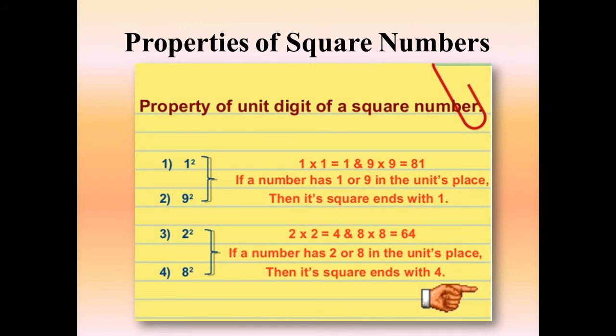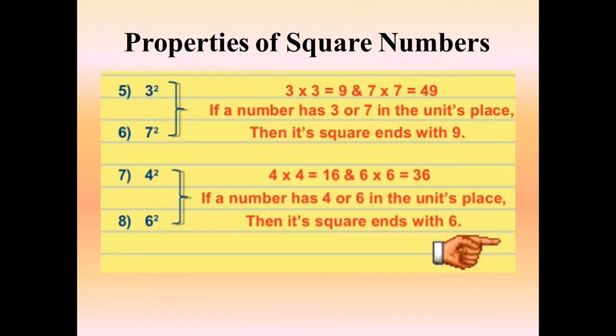Similarly, if the number ends with 2 or 8 in the units place, then its square ends with 4. If the number has 3 or 7 in the units place, then its square ends with 9. And if a number has 4 or 6 in the units place, then its square ends in 6. So remember these properties. These will be very useful for us, because whenever we calculate the square root of a perfect square number using the long division method, this property will be very useful in order to speed up our calculations.